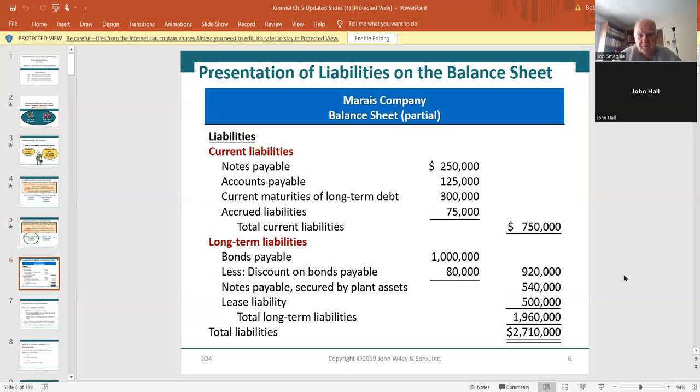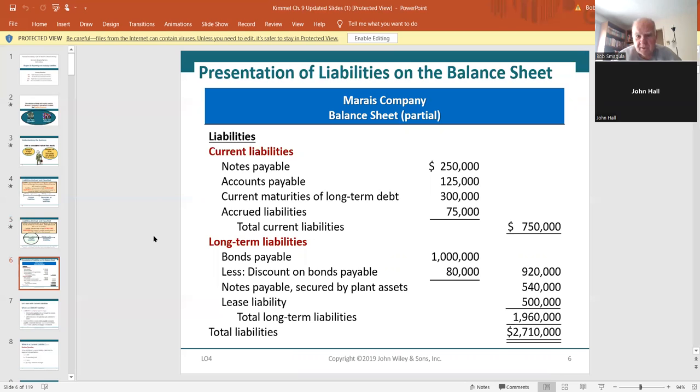Here's a partial balance sheet from Morris Company. And they have a big total heading called liabilities. And then this is the multiple step balance sheet. They have current liabilities. And then they're laid out in the order of notes payable, accounts payable, current maturities of long-term debt. That will always be the next month due on a long-term debt. And any accrued liabilities. As soon as you see the word accrued, you know it's a current liability, okay? You don't accrue long-term liabilities. And one other comment, I've never seen anything but accounts payable at the top of the current liability list. Why they start with notes payable, I don't know.